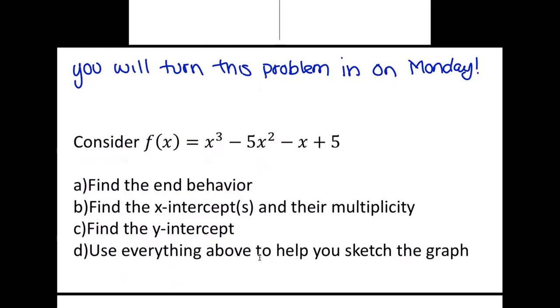My suggestion is try it. Do your best, find all the x-intercepts, y-intercepts, and all of that, and then sketch the graph. And after you do all of this, you may use a graphing calculator or computer software to double check your work and see if your graph matches the one that the computer generates. If not, see what happened, go back and try to fix your errors. So don't forget, this is something you will be turning in on Monday in class.